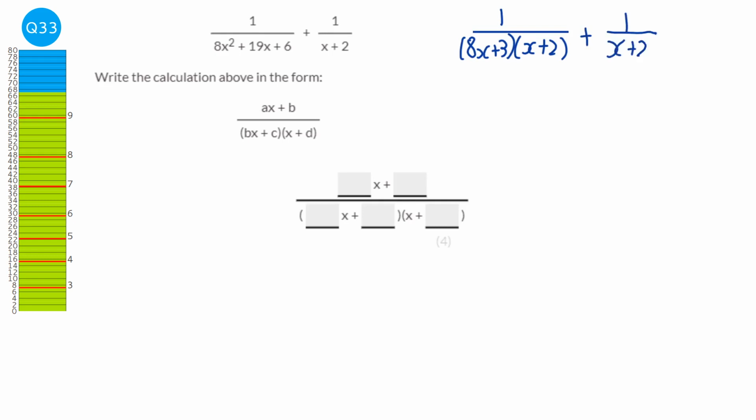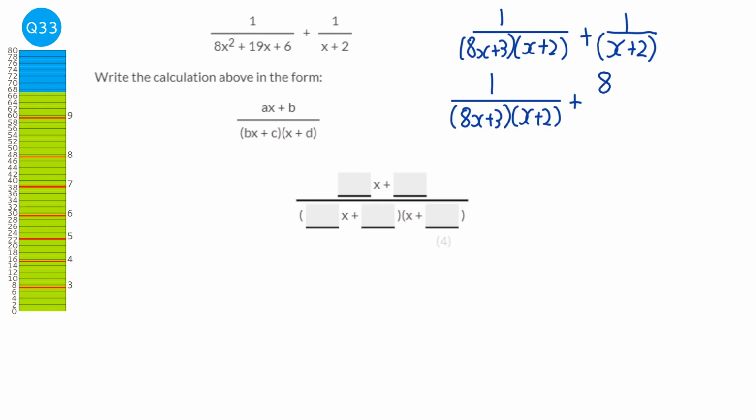Now you can't add fractions unless you have the same denominator. So if you look at the first denominator, the only difference between the first and the second is that 8x plus 3. So I'm going to times top and bottom of the second fraction by 8x plus 3. Now it helps us to remember that, technically, that bottom expression, the x plus 2, is in brackets. So I'm going to just copy down the same first fraction because we're not really doing anything with that. And what I'm going to do is just times top and bottom by the 8x plus 3.